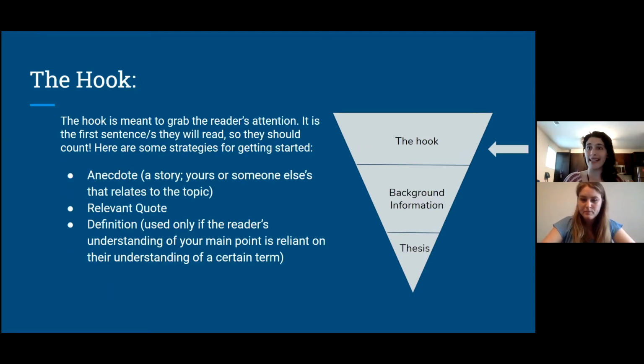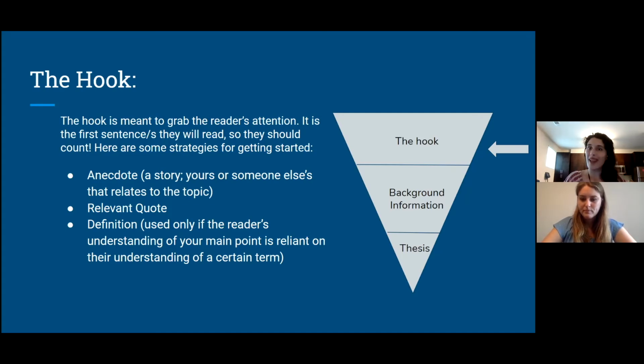So we're going to break down these components now, starting with the hook. So the hook, as we said before, is meant to grab the reader's attention. It's supposed to be what makes your reader feel compelled to keep reading and figure out what you're on about. It's the first sentence or sentences that they'll read, so they count.